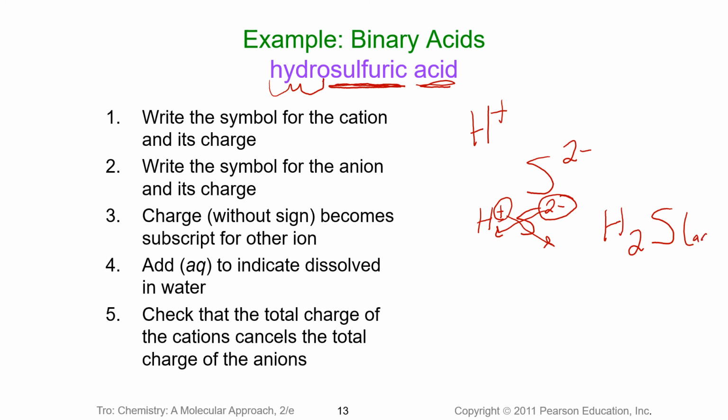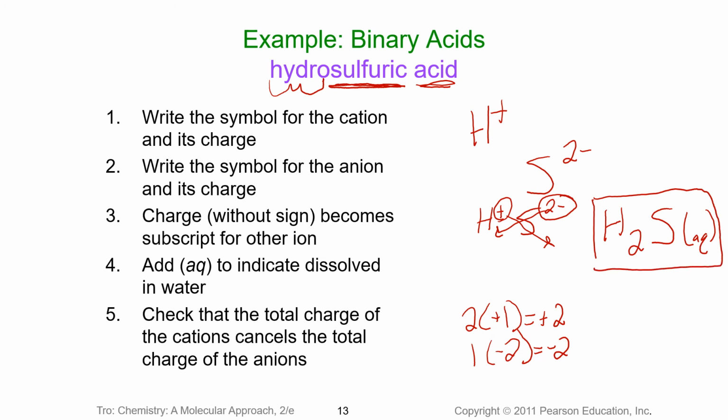We want to write AQ at the end to recognize that it's an acid dissolved in water. If we didn't write AQ, H2S is frequently a gas at room temperature, and so this AQ helps us to recognize that it's an acid dissolved in water. We check our total charge. So we've got 2 hydrogen with a +1 charge for a +2 total. We've got 1 sulfur with a -2. So our formula is going to be H2S.